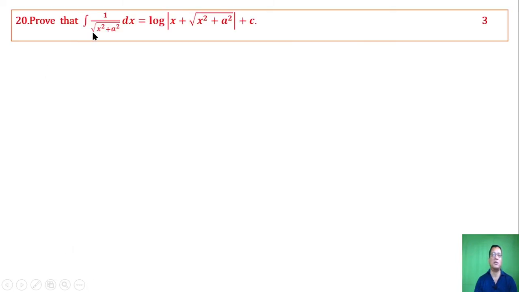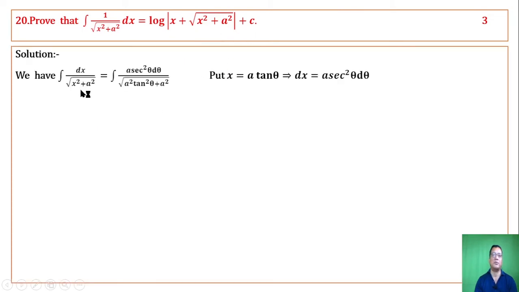Prove that the integral of 1 by root over x square plus a square dx is log of modulus of x plus root over x square plus a square plus c. 3 marks. For a square plus x square, we have to put x equal to a tan theta or a cot theta. Here we have put x equal to a tan theta. Its derivative with respect to x gives dx equal to a sec square theta d theta. Then putting the values of dx and x, a square times tan square theta plus 1 is sec square theta, so the square root gives sec theta, and sec theta times sec square theta over sec theta gives sec theta.